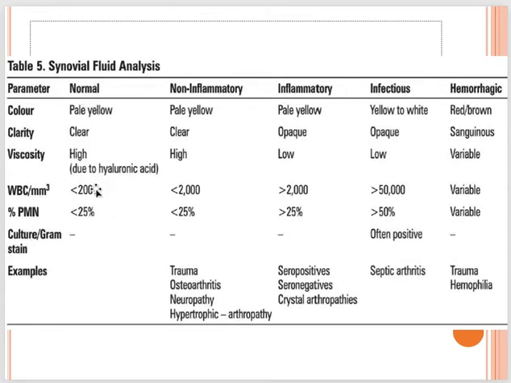The normal one is pale yellow, clear, high viscosity, less than 200 WBCs, and less than 25% polymorphonuclear neutrophils. This is what the synovial fluid will be in non-inflammatory conditions, this one in inflammatory conditions, this one in infections, and this one in hemorrhagic conditions. In infections, the WBCs and polymorphonuclear neutrophils will be raised very much, and the color will be yellow to white, and it will be opaque. In inflammatory conditions, the WBCs and neutrophils will increase, but not as much. In non-inflammatory conditions, these cells will not increase. And in hemorrhagic conditions, of course, the color will be red.